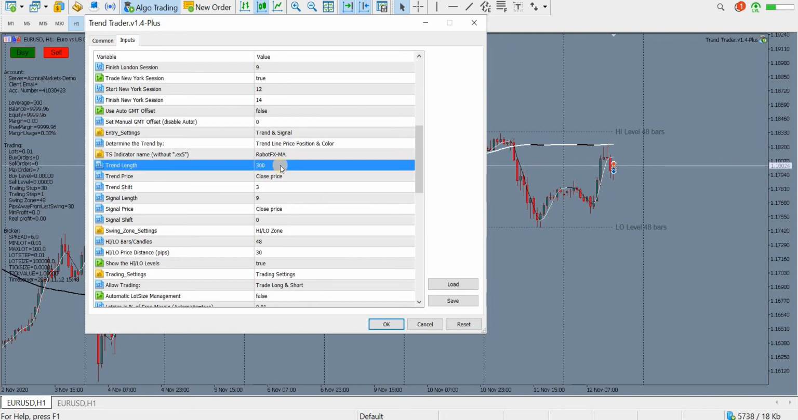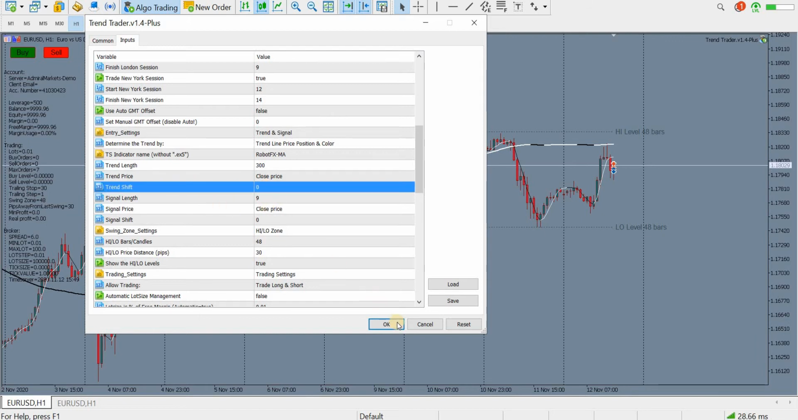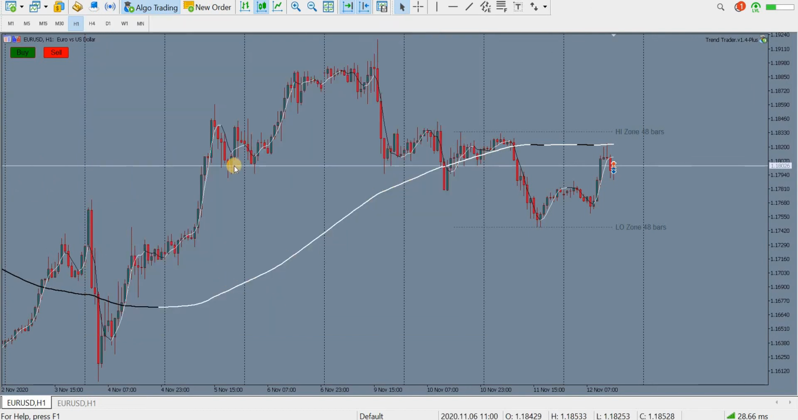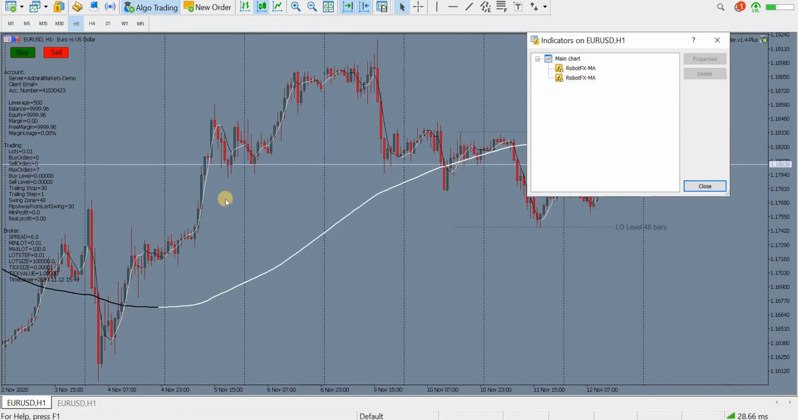be modified within the expert advisor settings. So let's say I'm using a trend length of 300, just like a moving average does. You can choose the close price, open price, and so on, and also have a trend shift if you want to. And do mind that the expert advisor doesn't draw these trend lines on the chart, trend line or signal line. These are the indicators. The expert advisor uses the same indicator two times, one to establish the trend, and one to establish the signal.